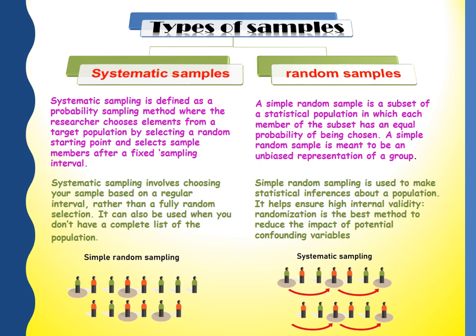About random samples: a simple random sample is a subset of a statistical population in which each member of the subset has an equal probability of being chosen. A simple random sample is meant to be an unbiased representation of a group. Simple random sampling is used to make statistical inferences about a population. It helps ensure high internal validity. Randomization is the best method to reduce the impact of potential confounding variables.